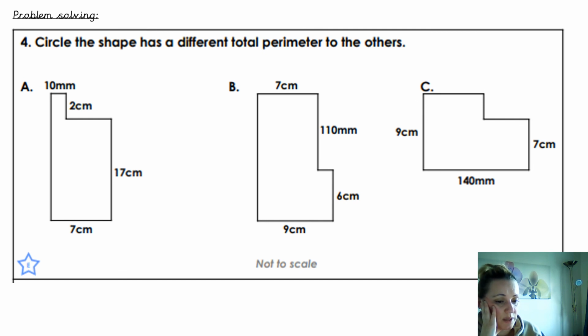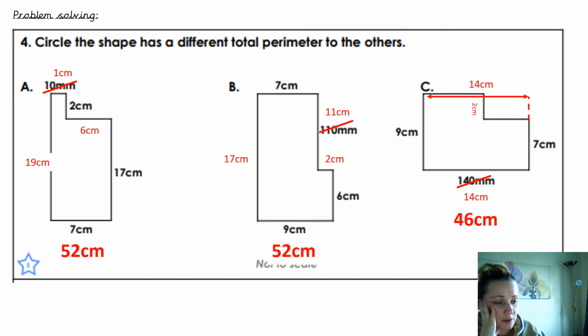On this one, just be aware that we've got millimetres and centimetres there, and the same on this one and on this one. So not only do you need to find the missing lengths, you also need to do some converting from millimetres to centimetres. So you can see how I've converted from millimetres to centimetres, and then I have found the missing length.